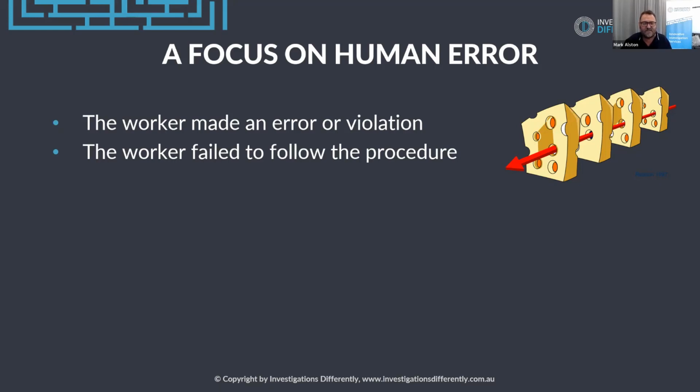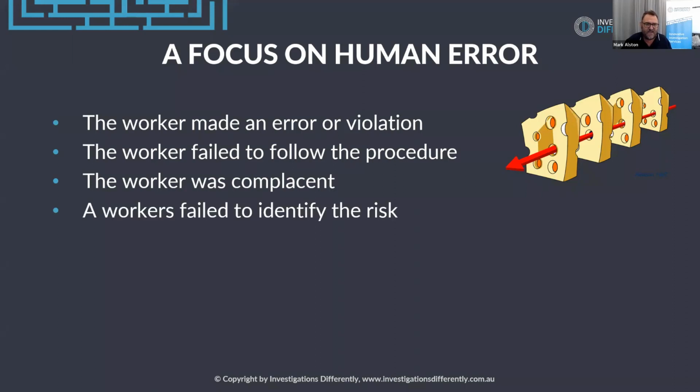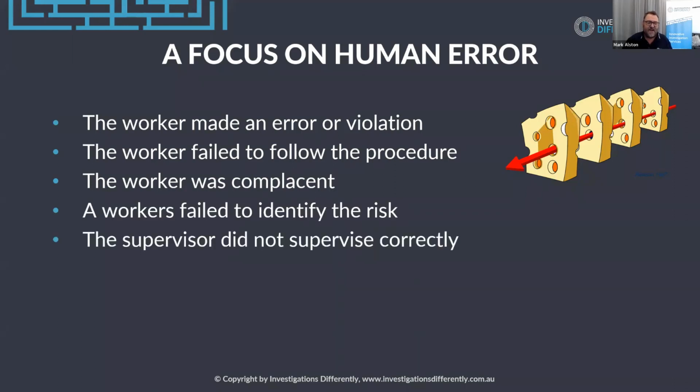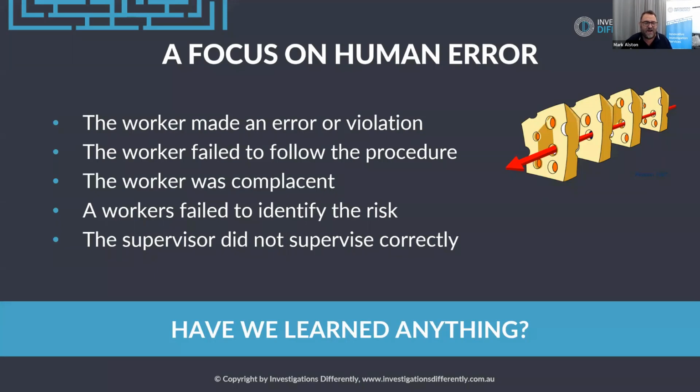And we see things like this, and I'm sure these are common experiences for you all. The worker made an error or violation. The worker failed to follow procedure. The worker was complacent. They didn't identify the risk. The supervision wasn't adequate. They weren't there, right over someone's shoulder. These are common issues, or root causes, that we see brought up a lot of the time. And at the end of the day, we've got to ask ourselves, have we learned anything yet? Have we learned anything yet?